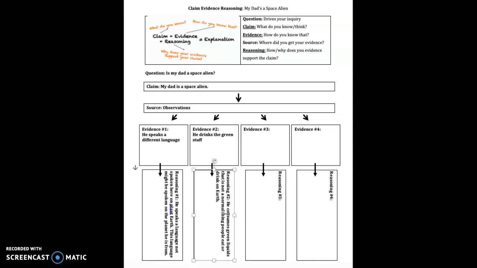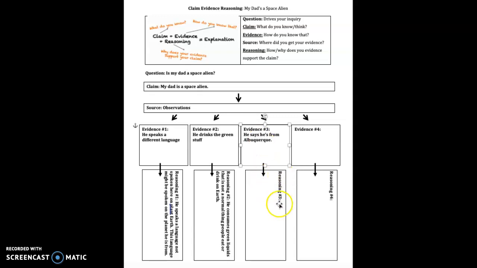Okay, so our next piece of evidence, he drinks the green stuff, and how does that support the fact that he's an alien? Is that he consumes green liquids that are not a normal thing people eat or drink on Earth. Evidence number 3, and there's I think 5 pieces of evidence, so you can choose a different piece, but he says he's from, oh gosh, you guys, Albuquerque. Oh my gosh, how do you spell that? Hopefully that fixes it. Albuquerque. I have no idea if that's right. Okay, he says he's from Albuquerque.